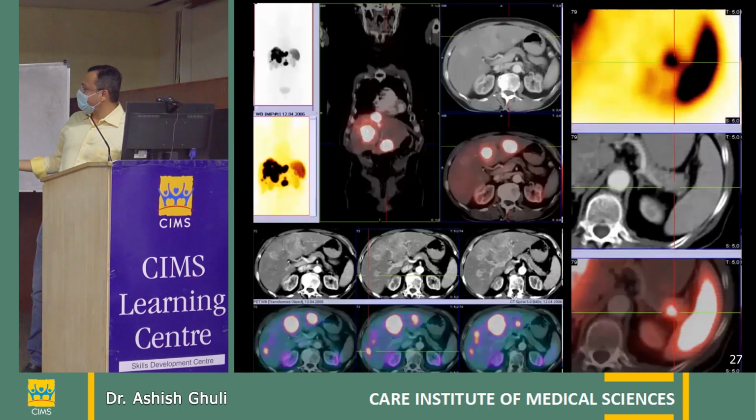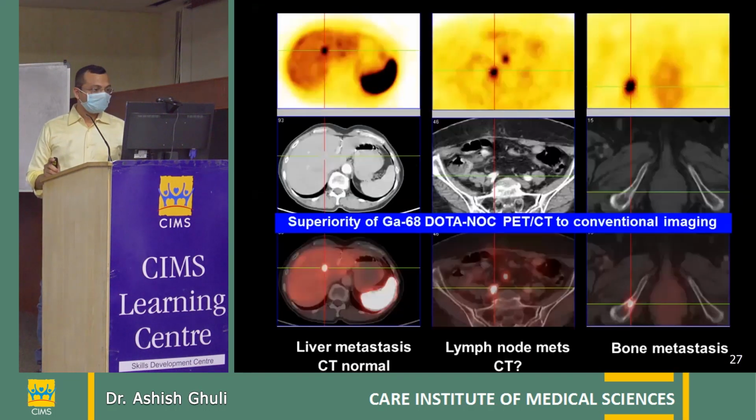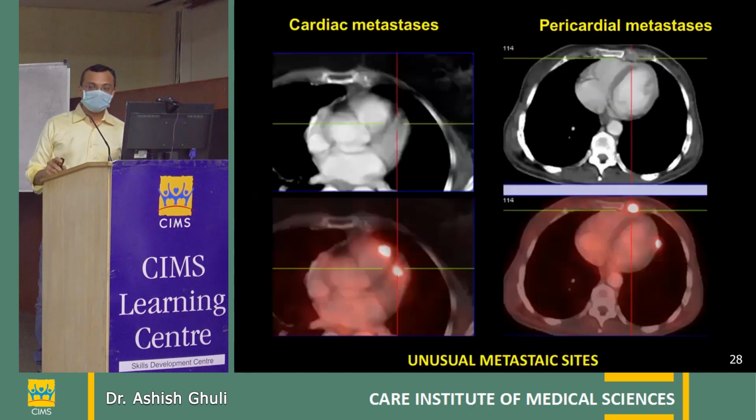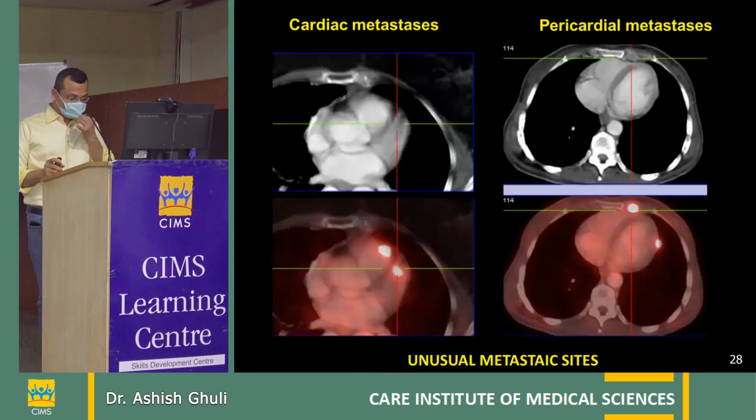So this is a case of metastatic lesions into the liver. The primary is seen in the tail of the pancreas. A very small primary is seen. This is a very different set of metastasis in the patient. These are unusual sites of metastasis into the myocardium and into the pericardium of neuroendocrine tumors.